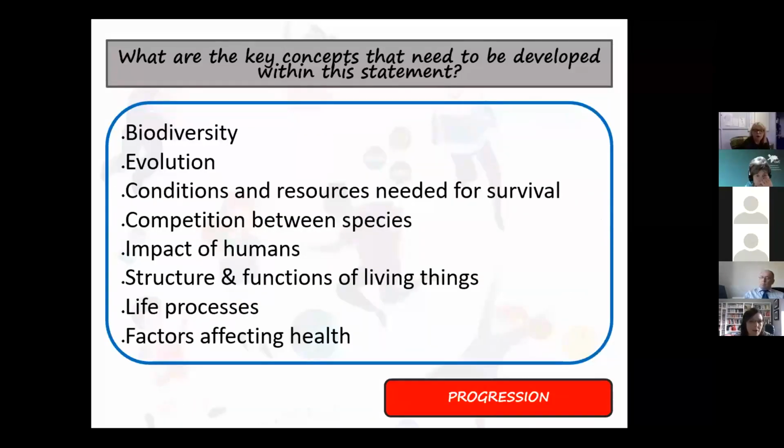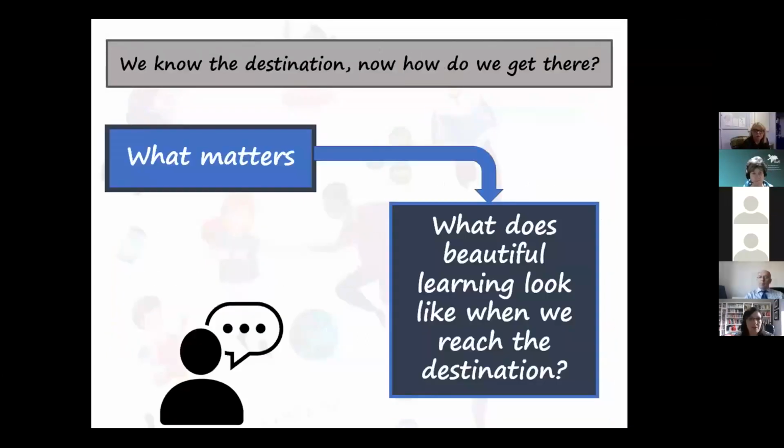So here they were, that we identified last time. But now we're at this stage. We've got the destination. We know what matters most, but how do we get there? To quote Mary Myatt and another favourite of mine, Mark Burns: what does beautiful look like when you reach the destination? What will learners know, be able to do and have experienced? What does that journey look like?